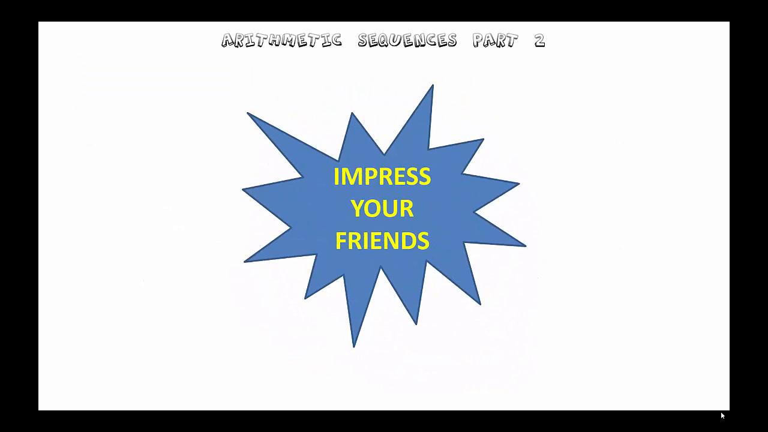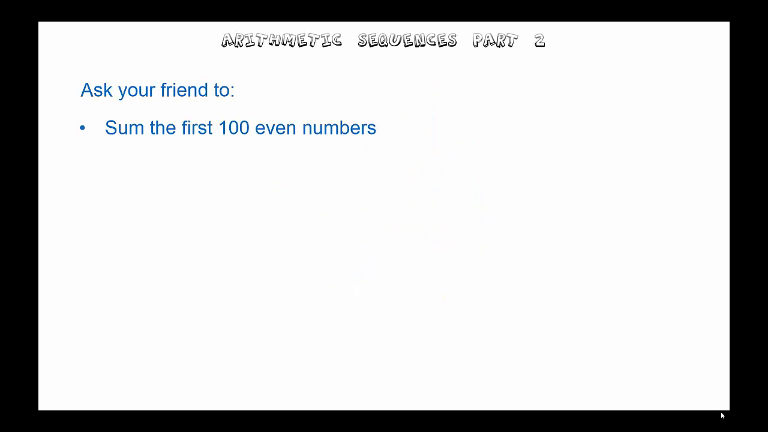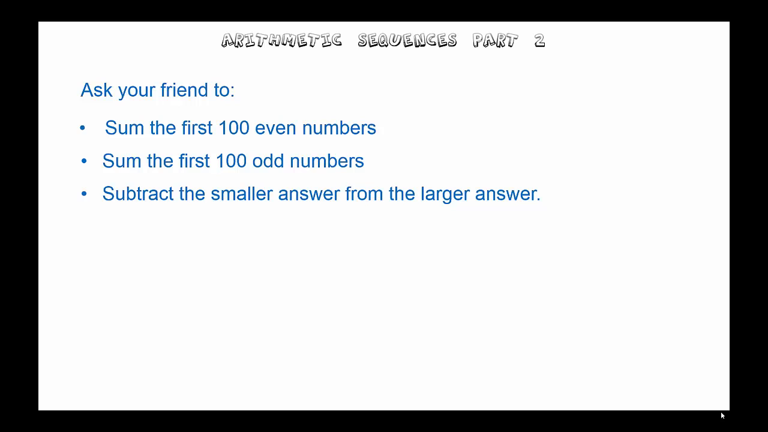Now here's a way to impress your friends with what we've just looked at. Find a friend and ask them to, first of all, sum the first 100 even numbers. Now they can use a calculator or use the formula for the sum of a given number of terms, whatever they like, and then ask them to do the same thing for the first 100 odd numbers. Subtract the smaller from the larger answer. And this is the way they will approach that.